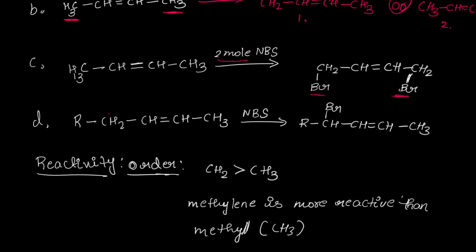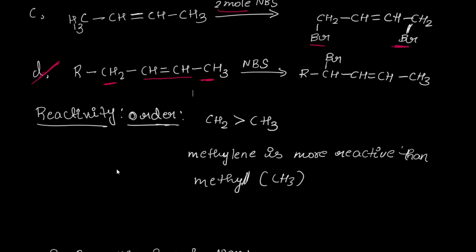Now let's look at this example, which is a very important one. Since we can see here, there's a carbon atom containing a double bond, and there are two adjacent groups which are attached to it. So we have two allylic positions. Now before going to this, let's see the reactivity order.